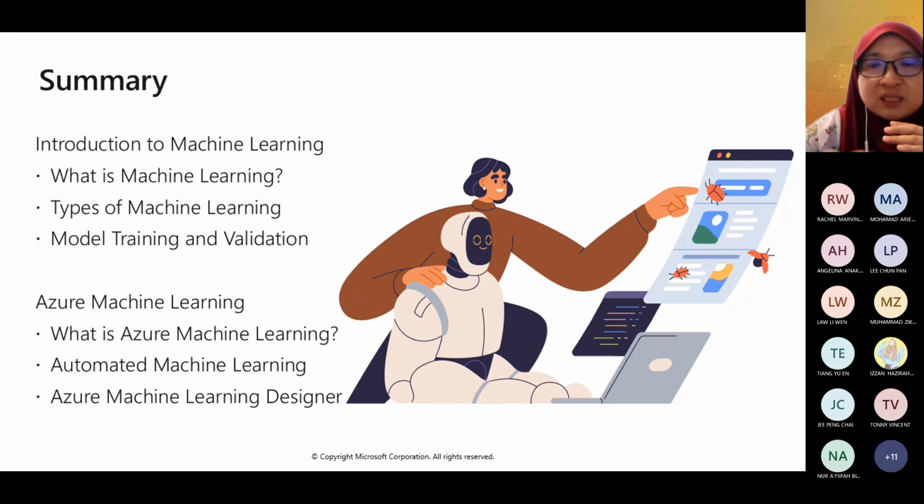how well your trained model can generalize to new data that it has not seen before lah, okay, benda yang baru. So model validation can help to detect overfitting ataupun underfitting, which is also a common problem dalam machine learning ni.